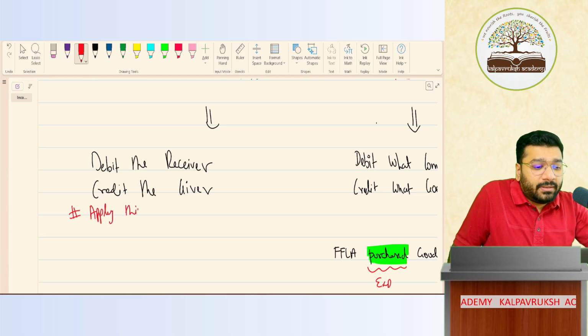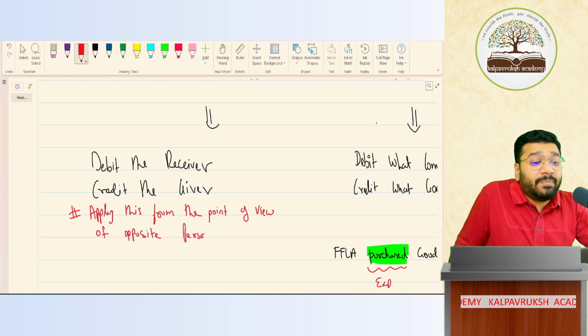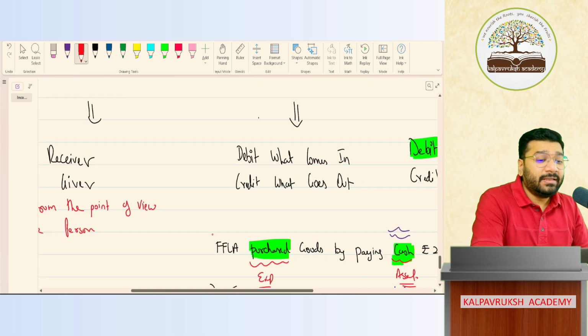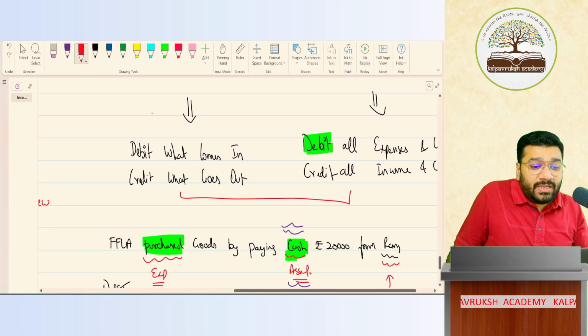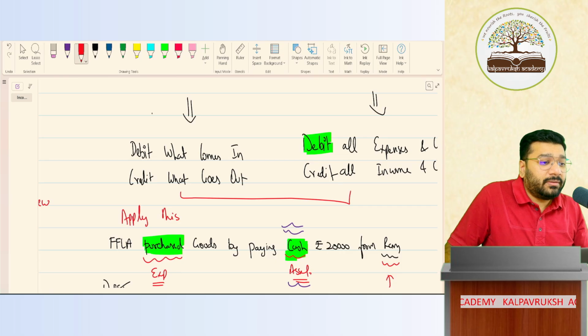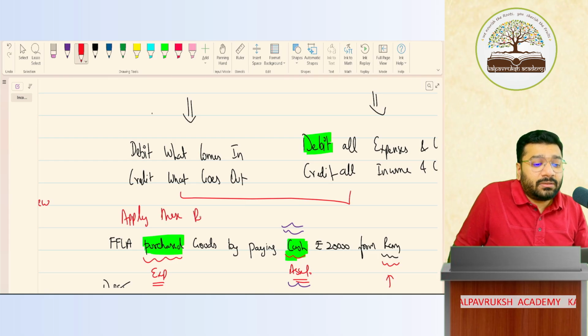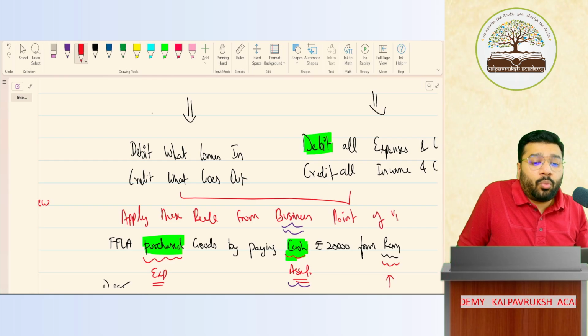Apply this from the point of view of the opposite person, not from the business point of view. Both of these are there. Apply these rules from the business point of view. What this is, you'll understand in some time.